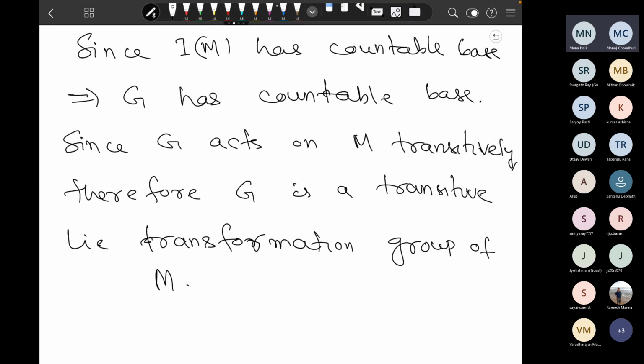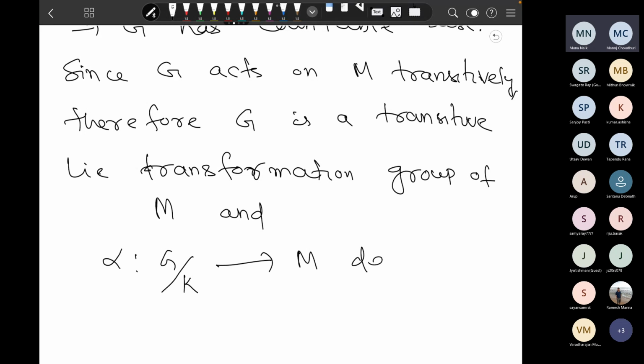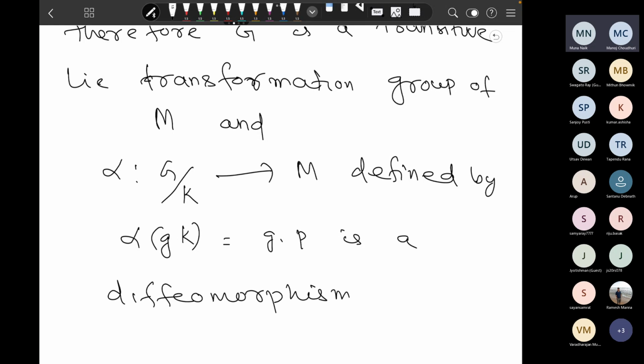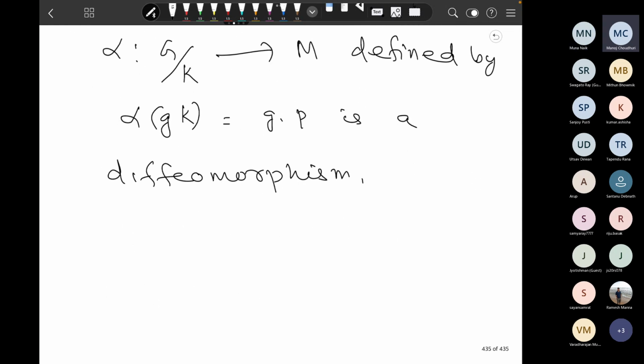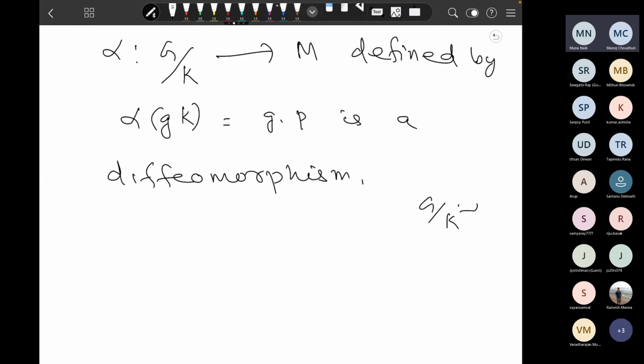Okay, group of M. Now this map alpha from G mod K to M, defined by alpha of gK is really g dot p, is a diffeomorphism. So this I have really proved that therefore G mod K is really diffeomorphic to M.